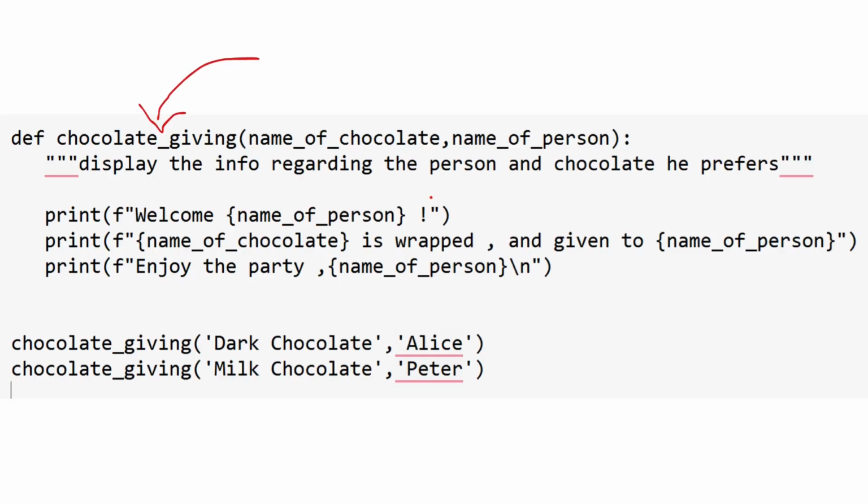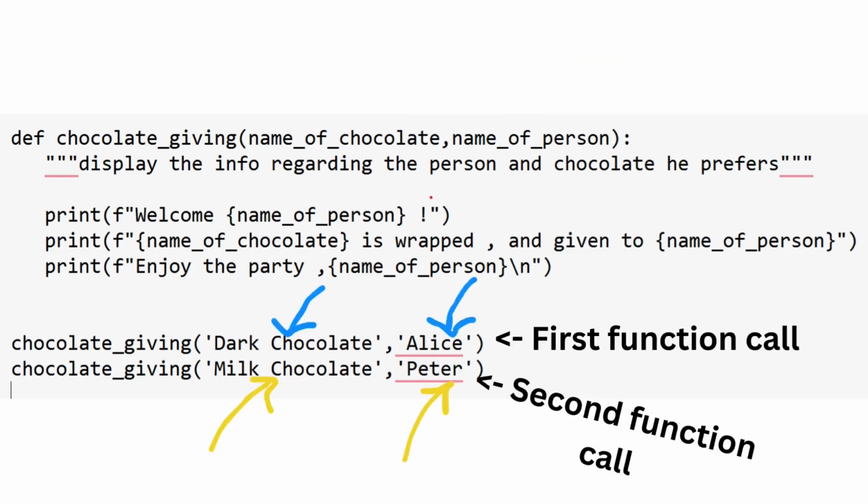So here, see there is a function. The name of the function is chocolate giving, and inside that we have two parameters. There are some lines inside that. From this function, it is very clear that our function chocolate giving needs the name of the chocolate as well as the name of the person to whom we are going to give chocolate. So when we call this function, we need to give both details. See here, in this first function call, the argument dark chocolate is assigned to the parameter name of the chocolate, and the argument Alice is assigned to the parameter name of the person.